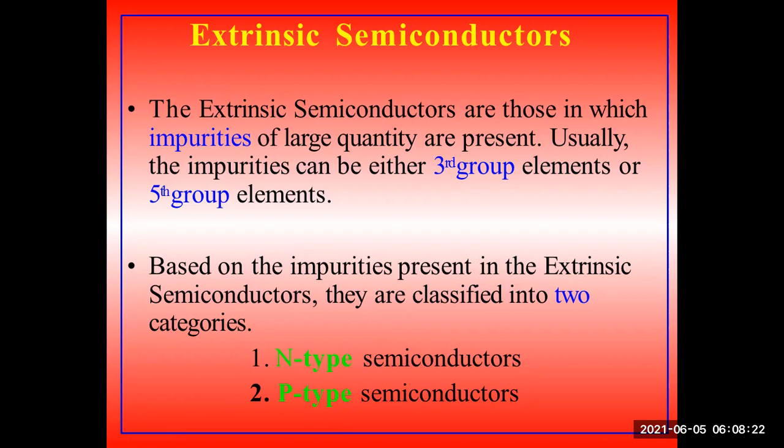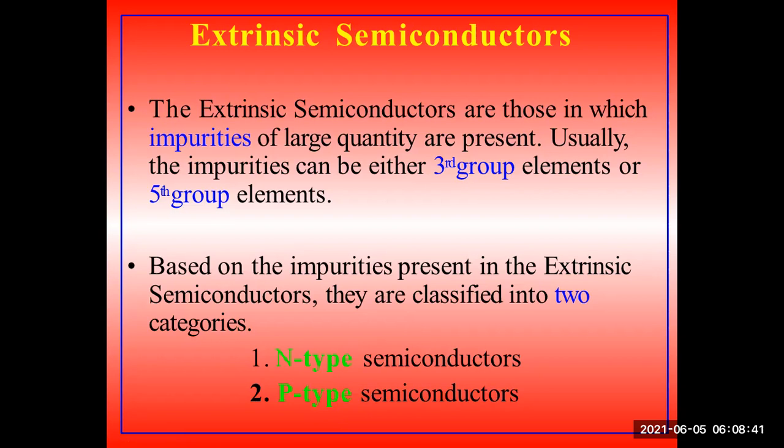So now the intrinsic semiconductor will have some electrical conductivity, and we want to increase that electrical conductivity value. So what we'll do is dope it with an impurity. I think you studied doping, right? Adding impurity to a pure semiconductor is called doping.